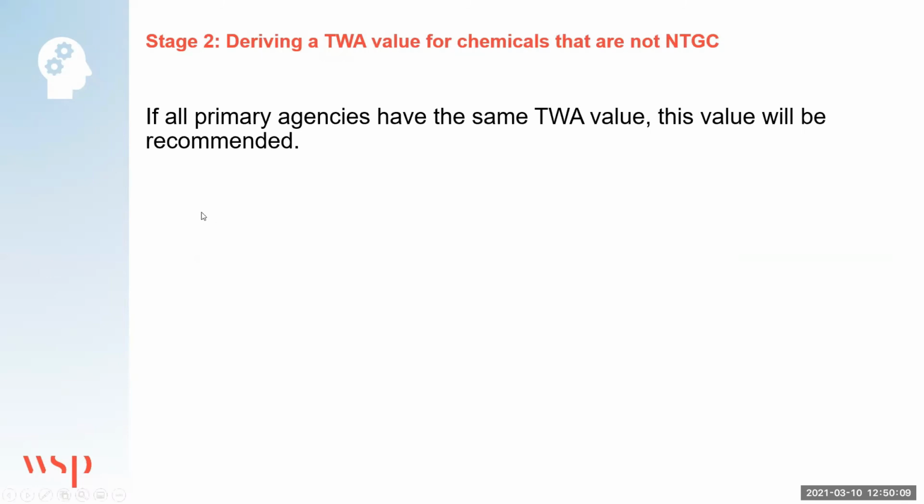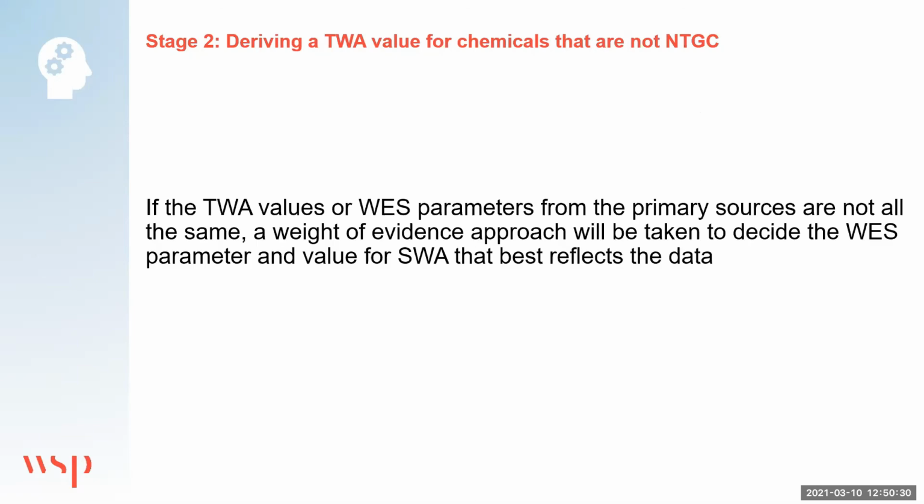If all the primary agencies, the primary sources that we mentioned before, have the same TWA, now we're just dealing with TWA, we're not looking at the acute values yet, the STEL, the peak, that value will be recommended, and that would be put forward. And they all had the same for those that presented one. If the TWA values from the primary sources are not the same, a weight of evidence approach was taken to decide the WES parameter and the value that best reflects the data.